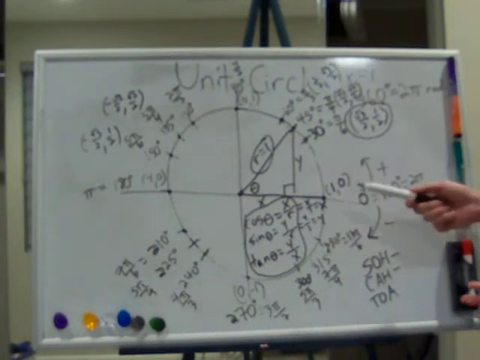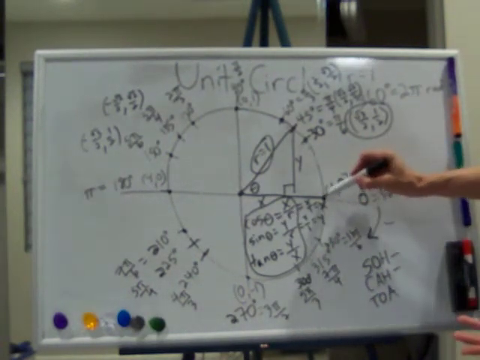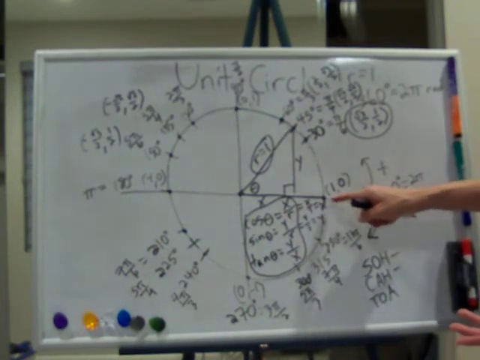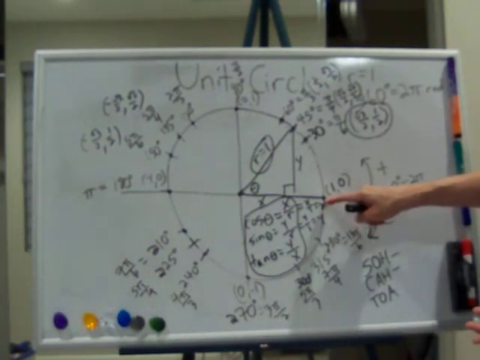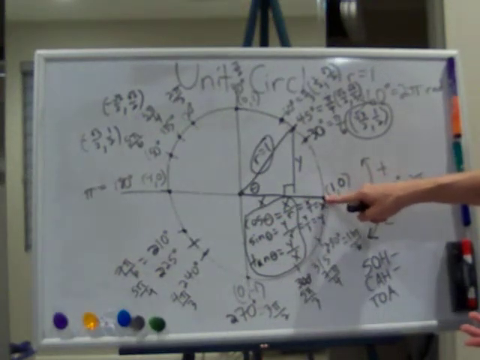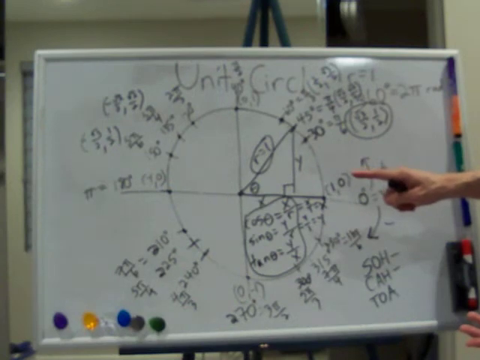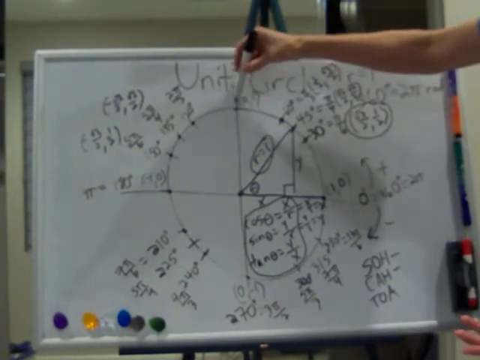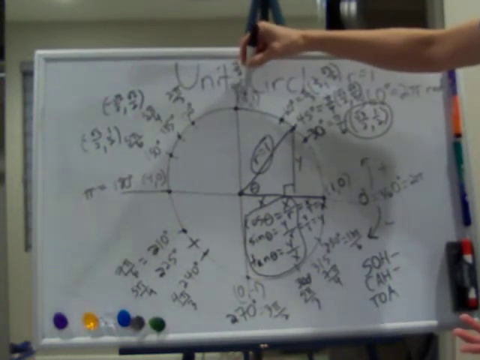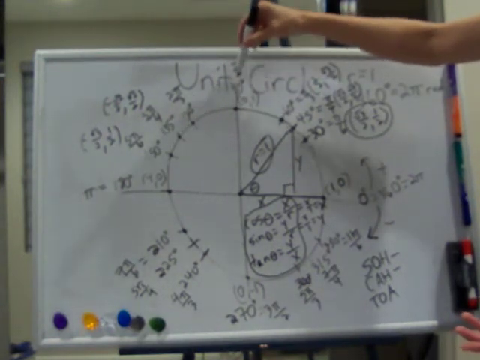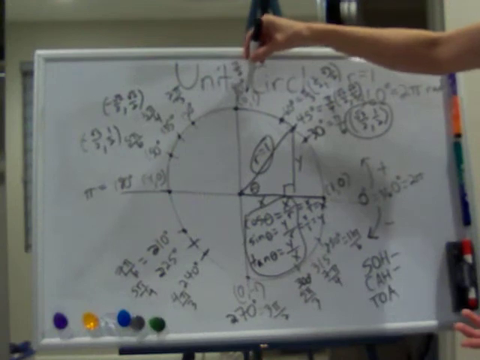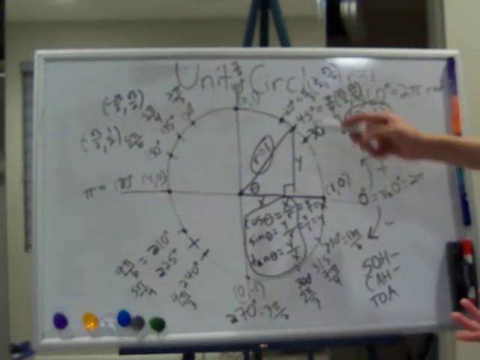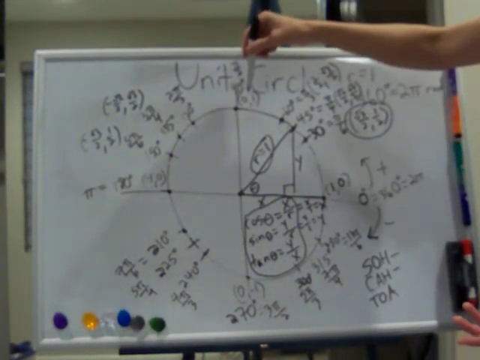So cosine of 0 degrees. What is 0 degrees? 0 degrees is right here. So cosine of 0 degrees is equal to what? The x value here. What's the x value here? 1. So cosine of 0 degrees is equal to 1, right? Okay. What about cosine of pi over 2? Where's pi over 2? Pi over 2 is here. What's the x value here? 0. So cosine of pi over 2 is equal to the x value. Cosine of pi over 2 equals 0. Cosine of 0 is equal to 1. Cosine of pi over 2 is equal to 0, right?